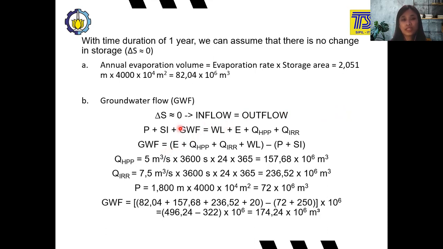So the groundwater flow here, we can calculate it by using this equation, inflow equal to outflow. So the groundwater flow is evaporation plus discharge for hydropower plant, plus discharge for the irrigation, plus the water loss, minus the inflow, precipitation, and surface inflow. But we have to calculate the volume of the water for hydropower plant and irrigation first, because we only know the discharge. We haven't calculated the volume yet.